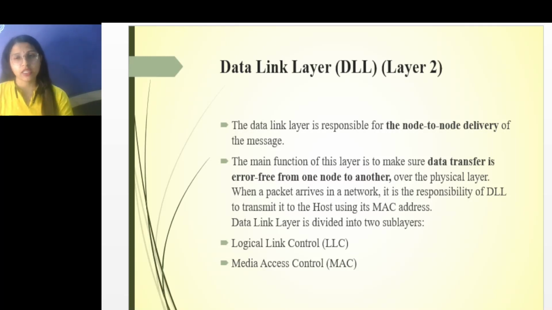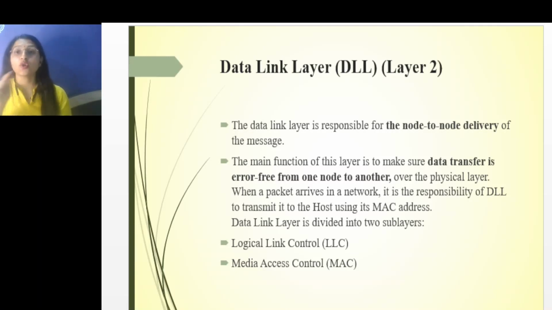What do you understand by the words node to node? Now if a sender wants to send a message from node A to node B, there can be n number of nodes between them, n number of computers between them. The data link layer is responsible for node to node delivery. Meaning if the message is moving from one node to another node, and then from this node to the receiver.